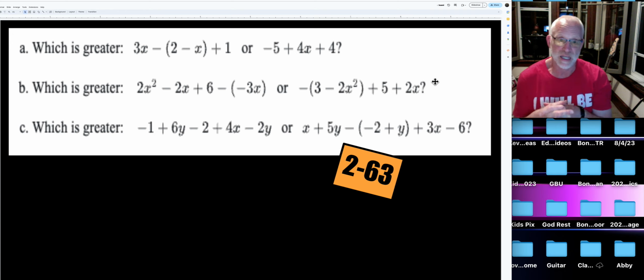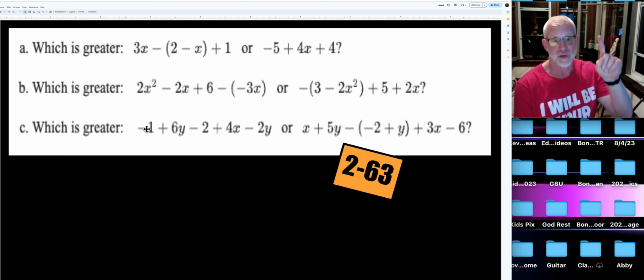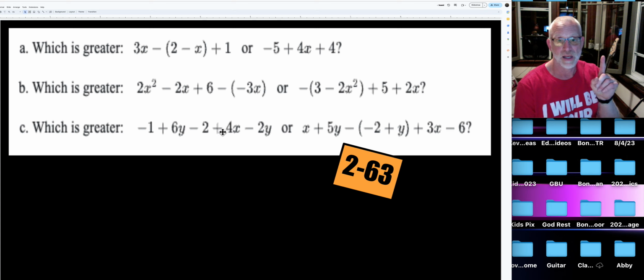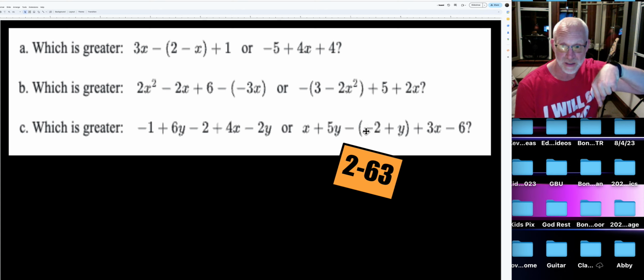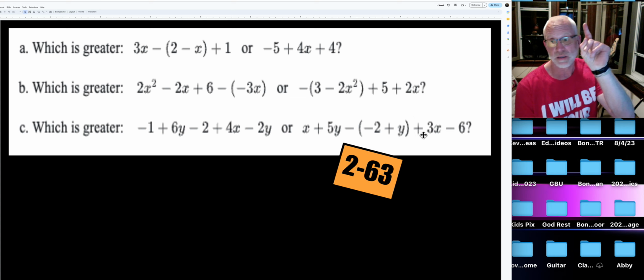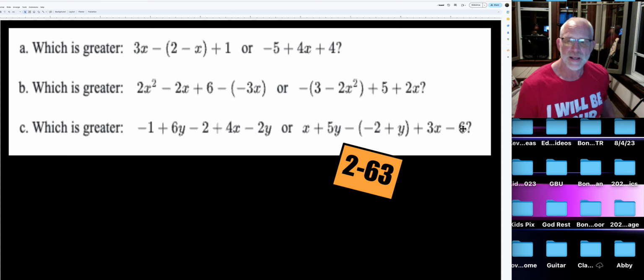And then in C, we're going to do this one. On the top, we're going to put negative 1 and 6y's and negative 2 and 4x and negative 2y. Then on the right side of the mat, we're going to put x, 5y's, opposite negative 2 plus y plus 3x's, subtract 6. See if you can balance those out. If you need help on this one, this is found under 2-63.